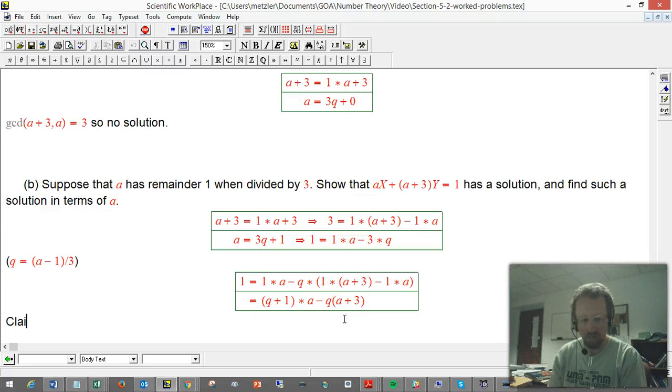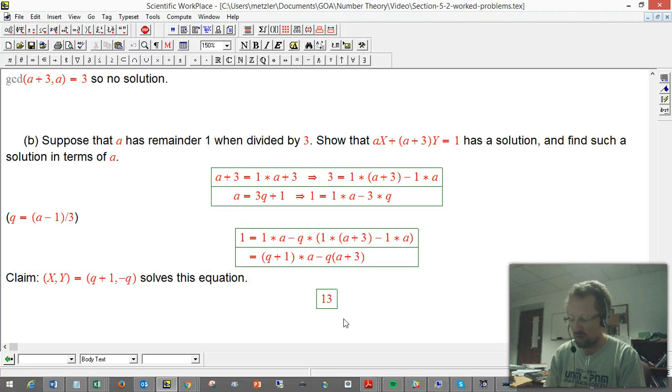Okay, so the claim is that the pair x and y equals q plus 1 and minus q solves this equation. Okay, let's check that. I don't want to make the video too long. If you believe it, then you don't have to watch the rest of the video. Let's just check it a couple of ways.